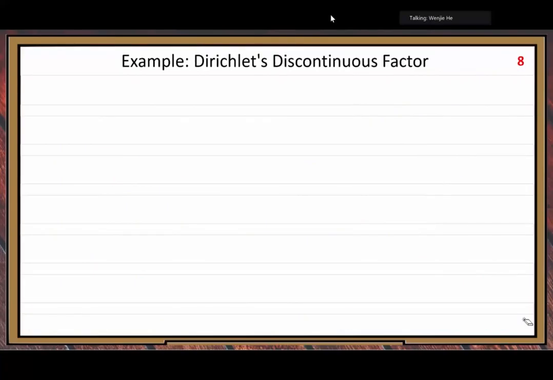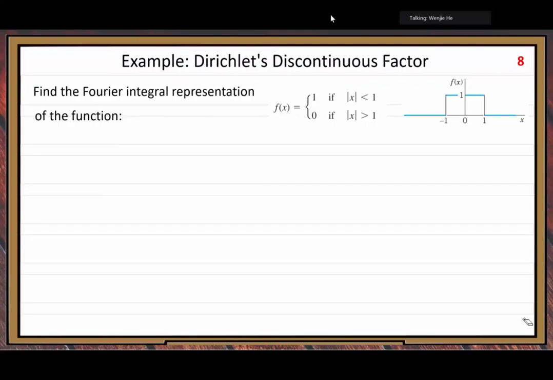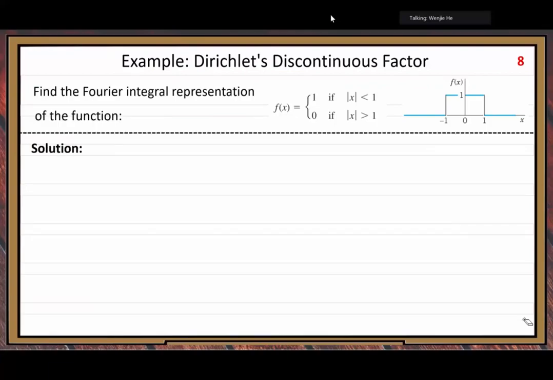So, let me see. The next topic, if it's a lot of things, then I need to leave it for next time. Discontinuous factor. So, what do we want to do? Representation, integral. Let's leave that topic for next time.